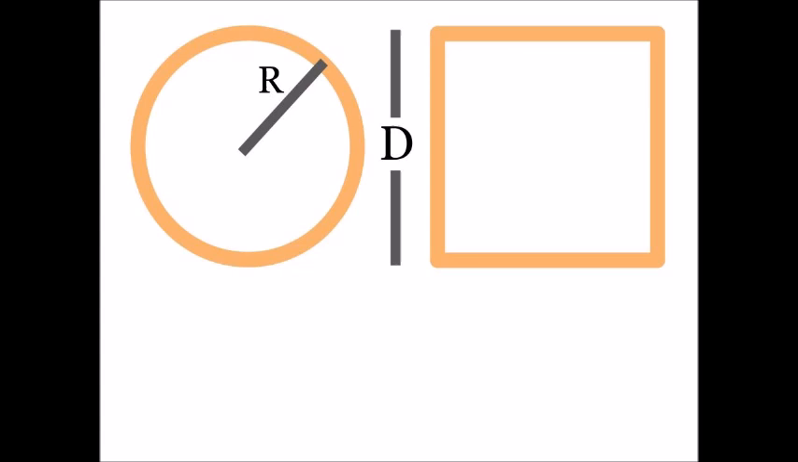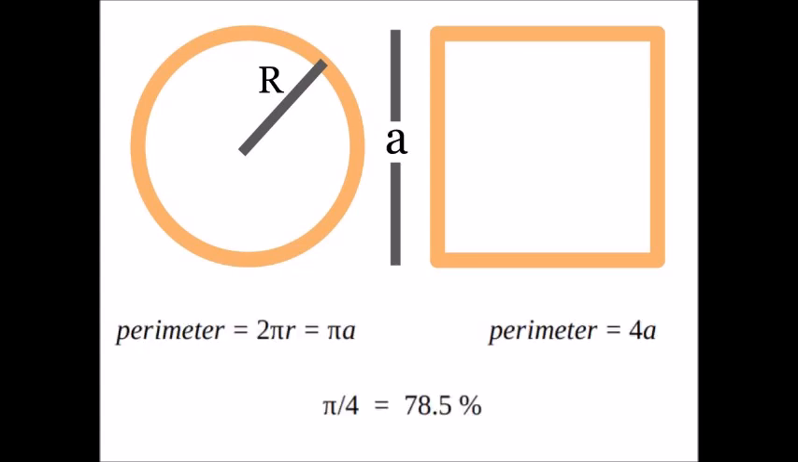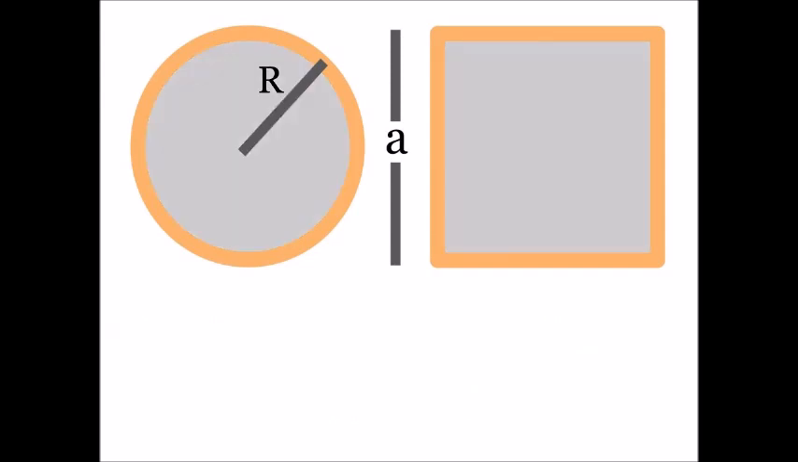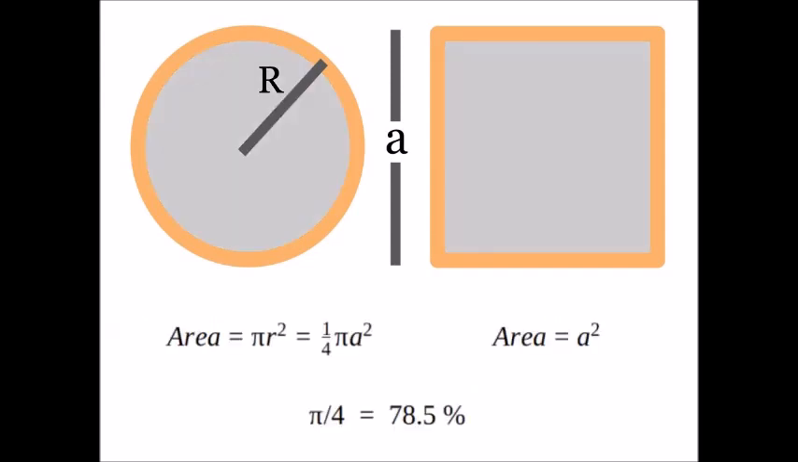That's twice the radius. Let's take a look at perimeter. You know the equation for perimeter. The circle, as shown here, has less than 80% the perimeter of the square. How do their areas compare? Well, again, with the equation for area, we know it's the same percentage, less than 80%.